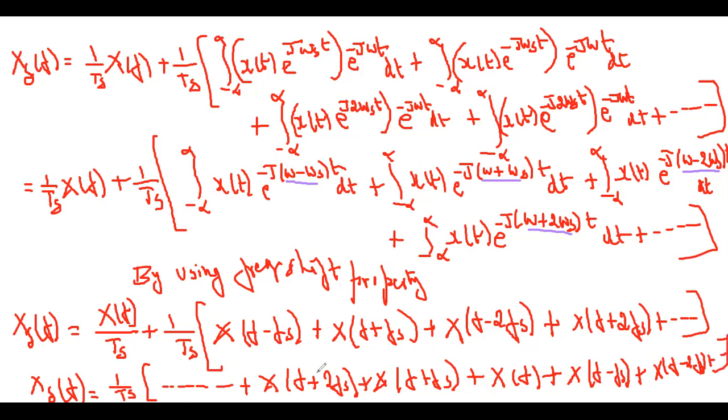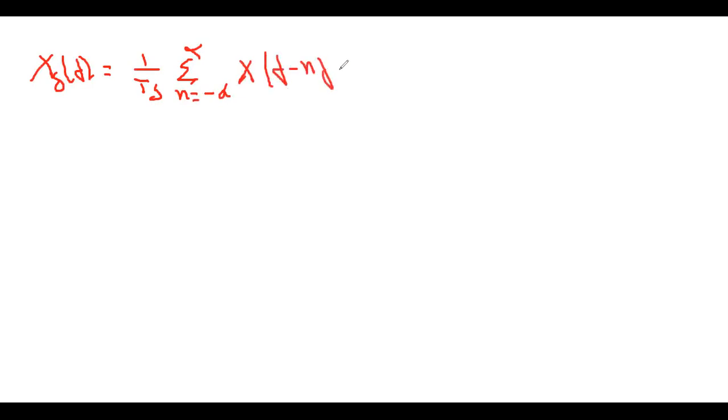Okay, all the terms we got: X of f, X of f minus fs, X of f minus 2fs, and before that X of f plus fs and X of f plus 2fs and so on. So this total function, which is multiplied by 1 by ts, we can write as X delta of f is equal to 1 by ts into the sum of n from minus infinity to infinity of X of f minus n into fs. Got it, my students? So very, very important.